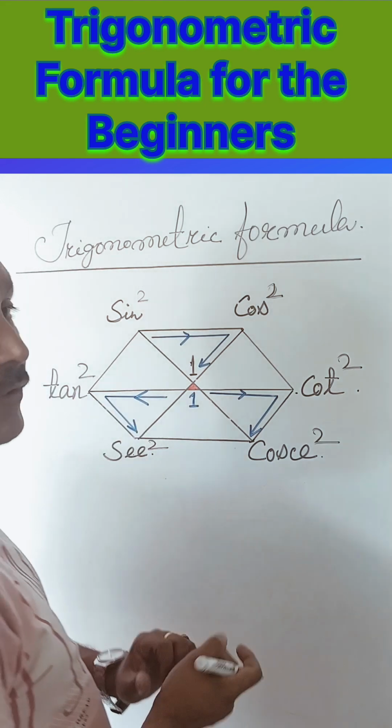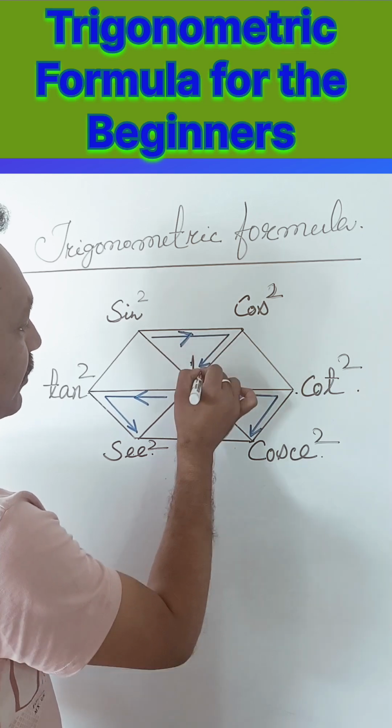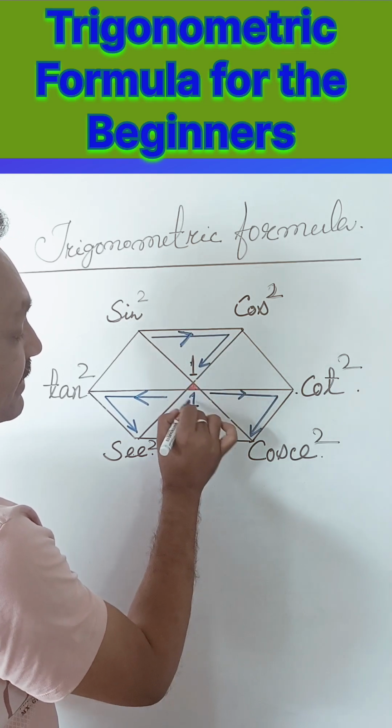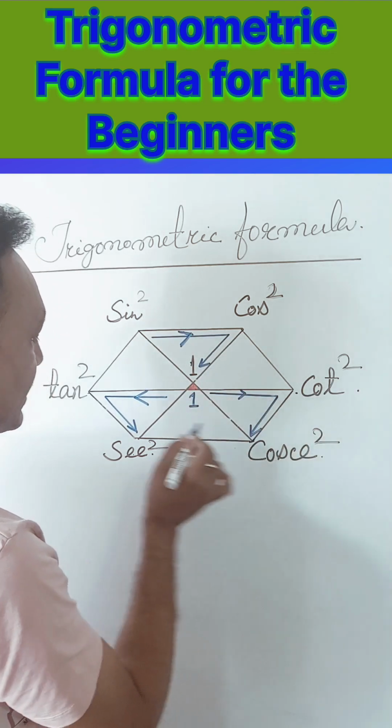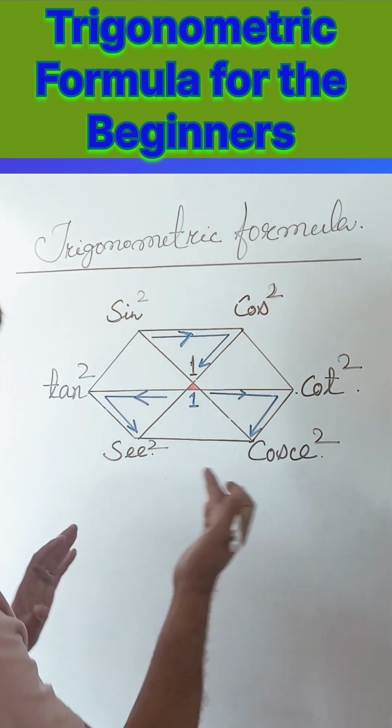And one more thing you have to remember, see the arrow. It is going this way. From here at the center there is a 1. From 1 to cot, then cosec, then from 1 to tan, then sec. Now how does it give you the formula?